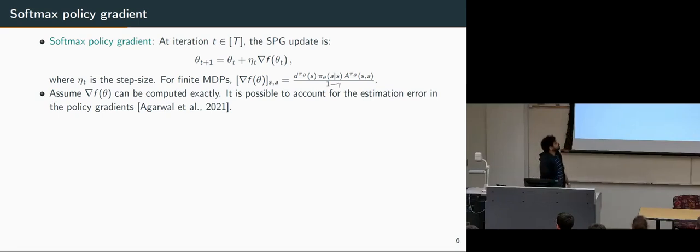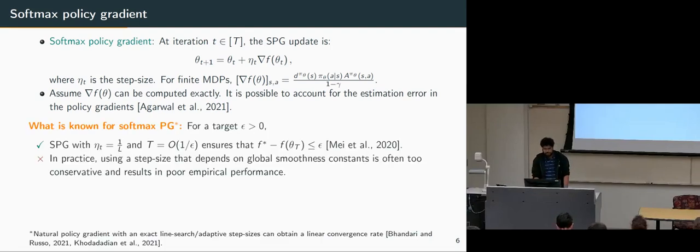Okay, so let's first assume that the gradient can be calculated exactly. If not, you can account for estimation errors, but just to keep life simple. In this case, let's see what is known for softmax PG. If you run the algorithm with a step size of 1 over L, where L, remember, is the smoothness, for 1 over epsilon iterations, it will indeed ensure that f star minus f theta t is less than or equal to epsilon.